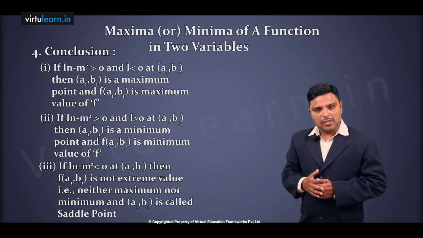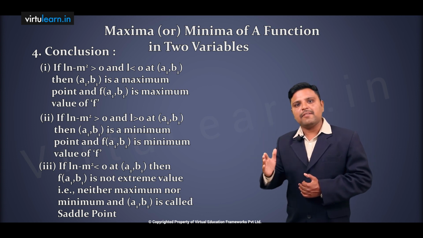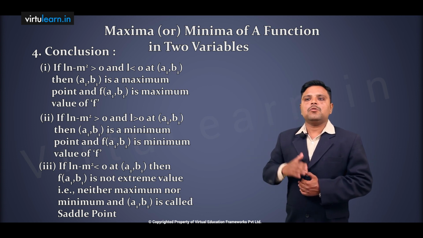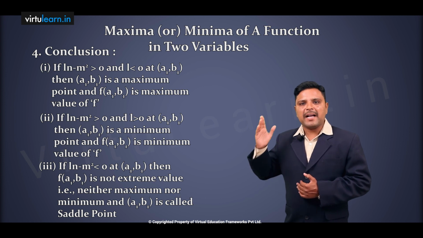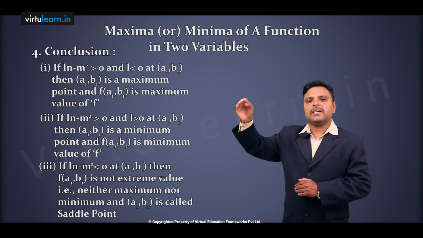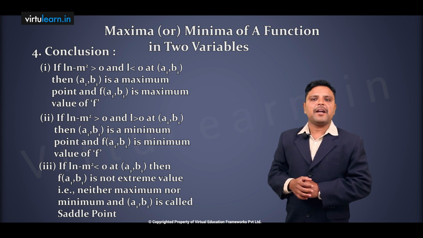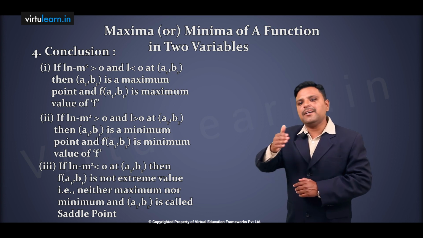Fourth case: suppose ln minus m square equals 0 at (a1, b1), then no conclusion about the maximum or minimum of f. Similarly, we can check at the remaining points. This is the maximum and minimum of a function in two variables.